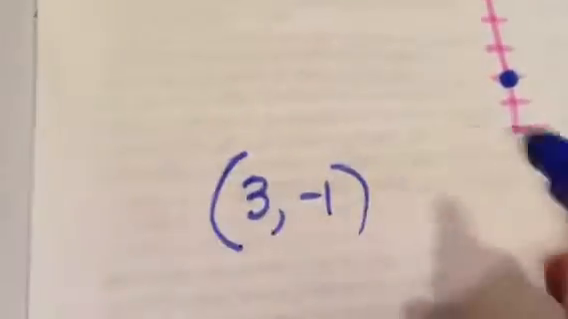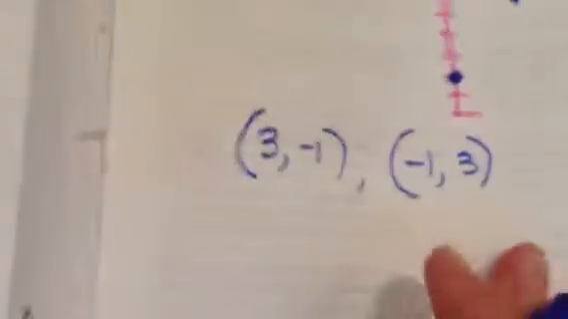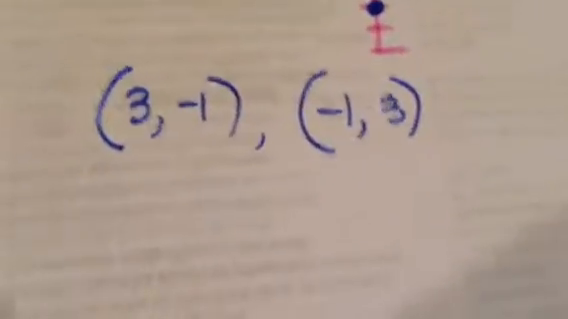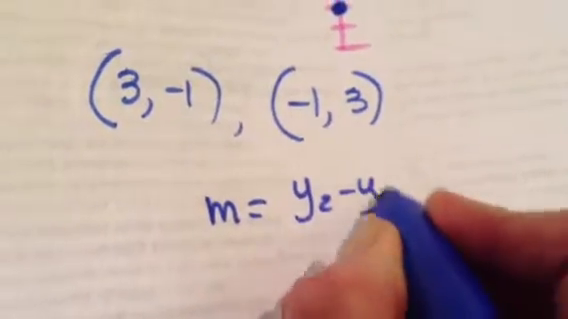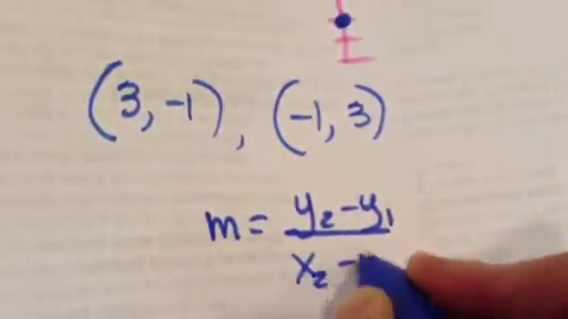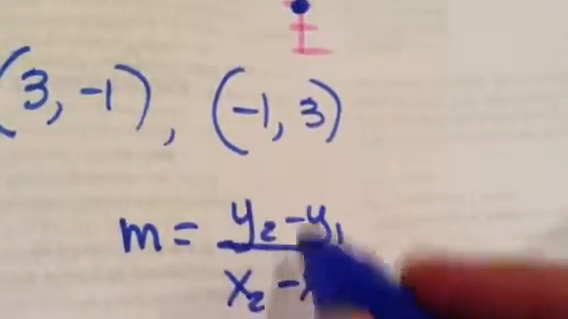Okay, so let's try another one. What if they give you 2 points? What if they give you these points right here? 3, -1, and the point -1, 3. Okay, and they want you to find the slope between these 2 points. Okay, there's a lovely formula that looks like this. You can take your y's and subtract them, and take your x's and subtract them. Okay, notice it's a fraction because slope is usually a fraction. You know, it's rise over run.